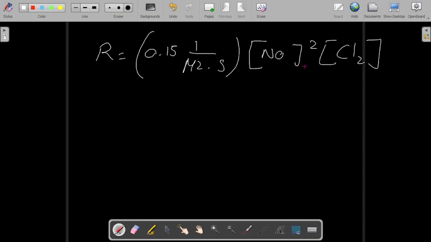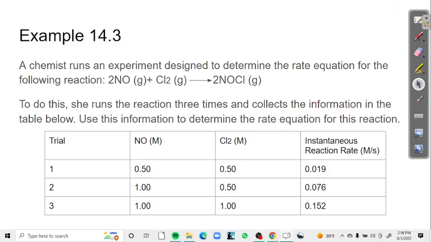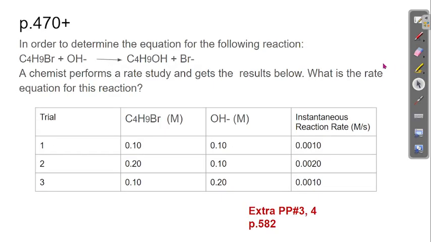Okay. Now the second section for this example reads as follows: in order to determine the rate equation for the following equation, and I think I have a copy of these. Let me see. Yeah, here you go. Second section. So they give us the reaction right here. A chemist performs a rate study and gets the results below. So we have trials 1 to 3. What is the rate equation for this reaction? Once again, we're going to have to find X, Y, and K, and then put it all together.